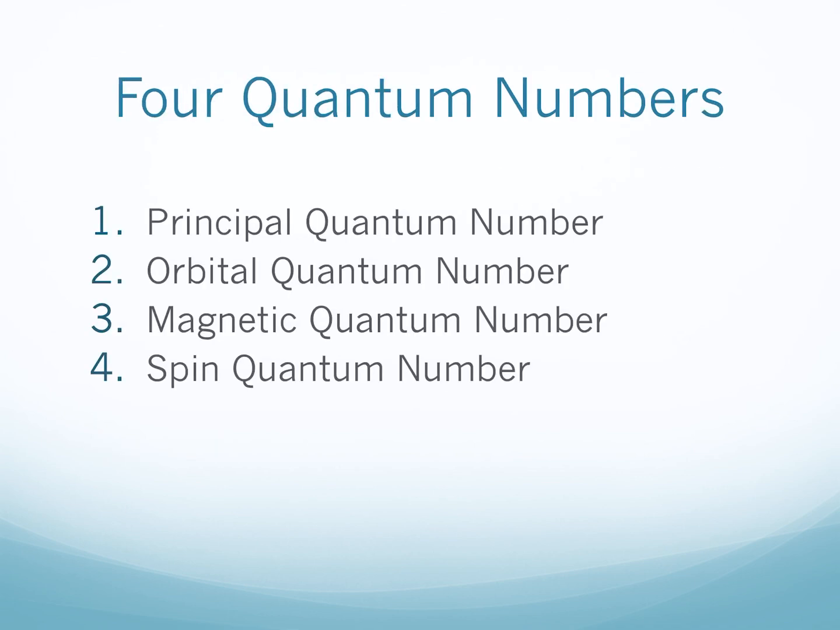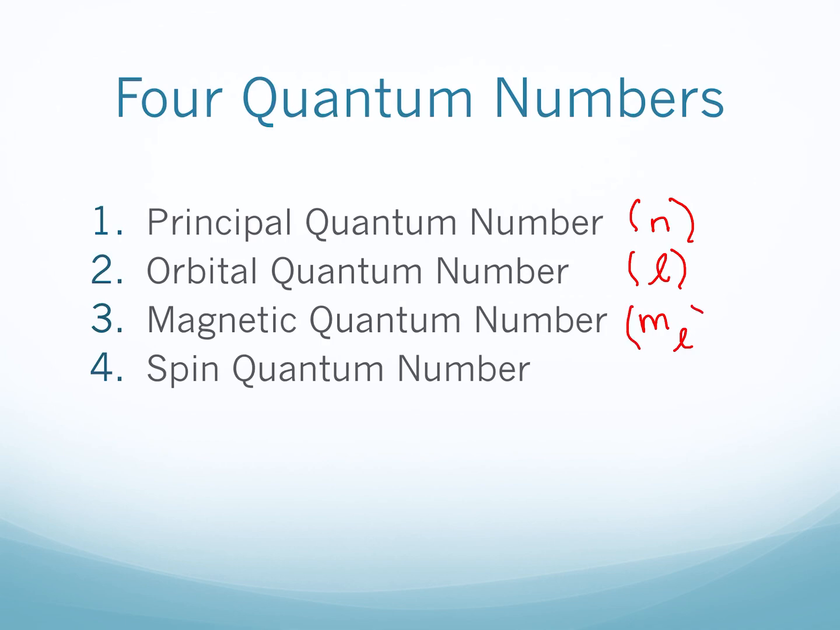We're going to talk about each one. The first one is the principal quantum number, and that is represented by the letter N. Then we have the orbital quantum number, and that's going to talk about more of the shape of the electron. That will be represented by the letter L. We have the magnetic quantum number, which has more to do about the orbitals, and so this is ML. It's going to talk about the orientation.